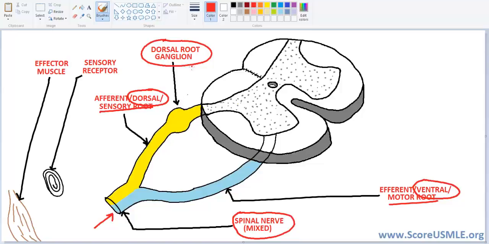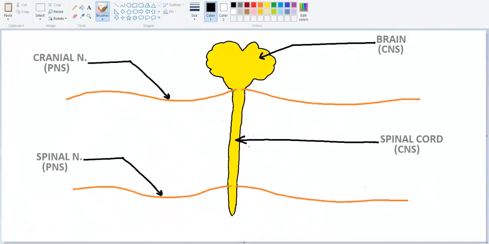Now, some of you might be thinking, oh, I've heard a lot about a ganglion being different from a nucleus. What is the difference? Now let me show you. Bringing you to this slide, this is a very rough diagram showing the brain, which is a part of the CNS, then the spinal cord, which is also a part of the CNS, and the cranial nerves, which is a part of the peripheral nervous system, and the spinal nerve, which is a part of the peripheral nervous system again.